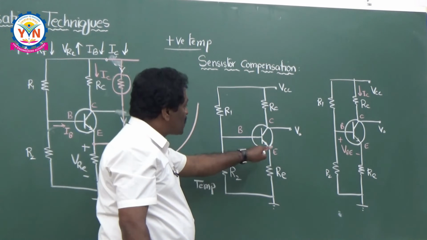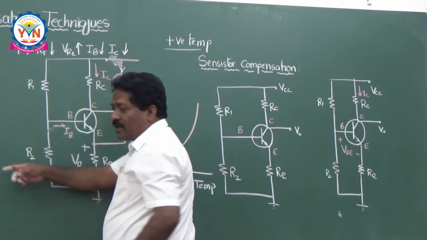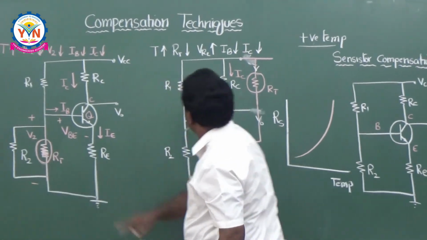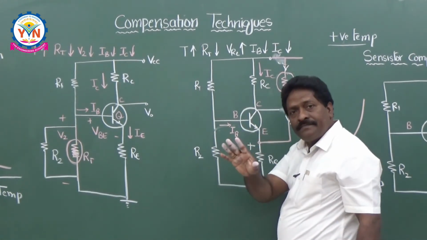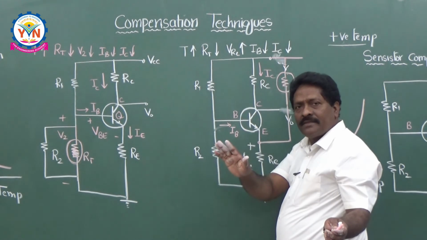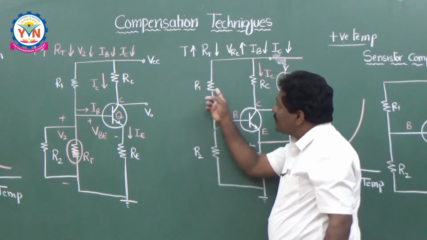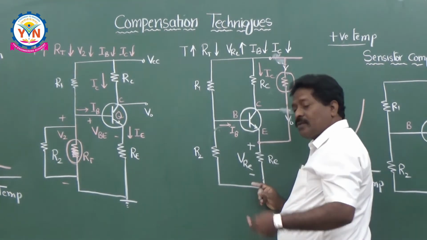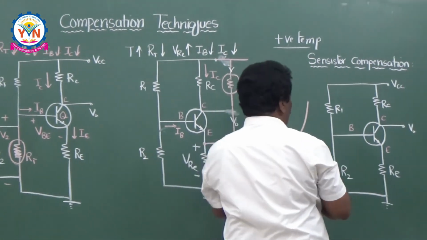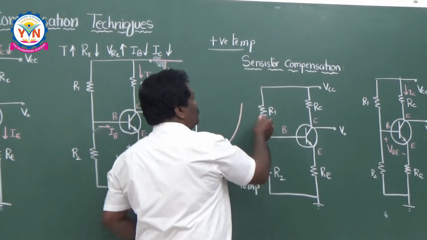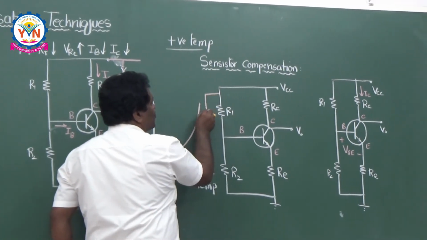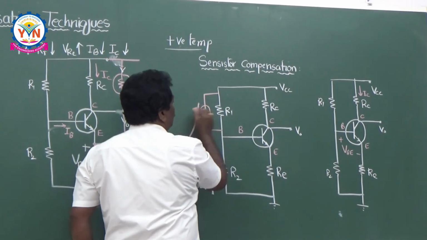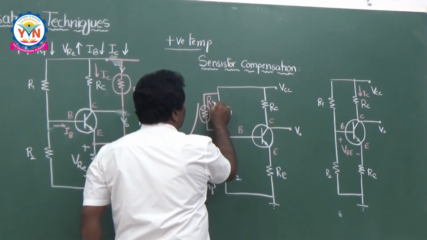So what may be the best location? In this voltage divider bias, the location across R2 and across RC is already completed. What are the other possible locations here? One is across R1 and across RE. So let us see. Across R1, I am putting the sensistor now. This is RS, the sensistor I am putting here across R1.